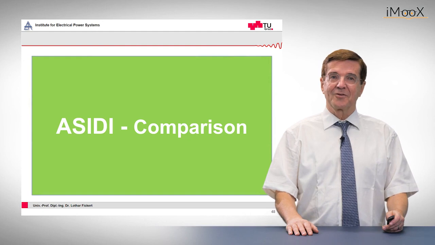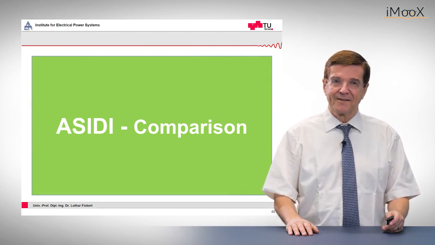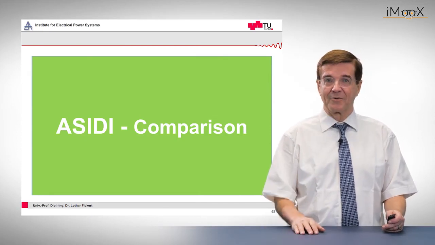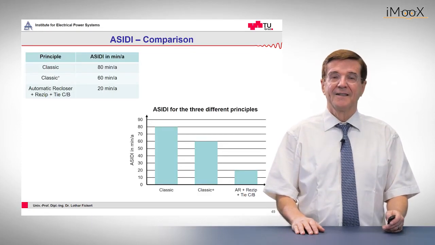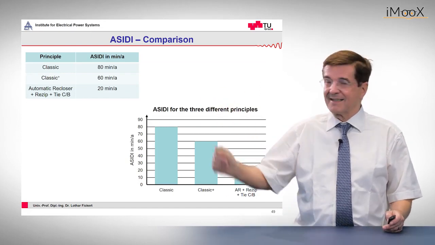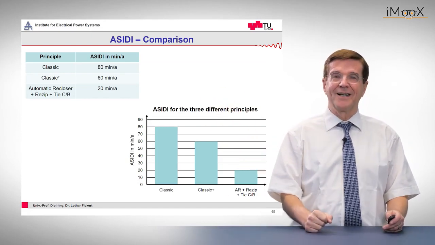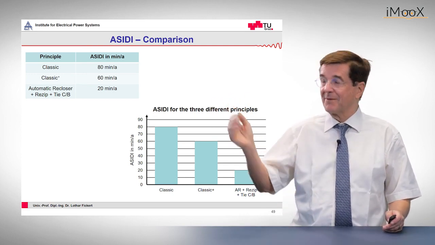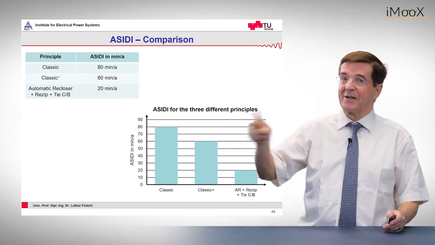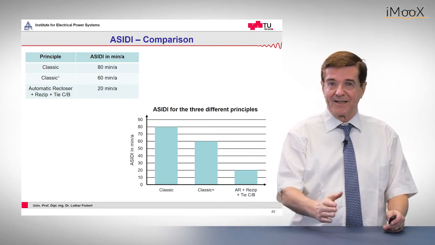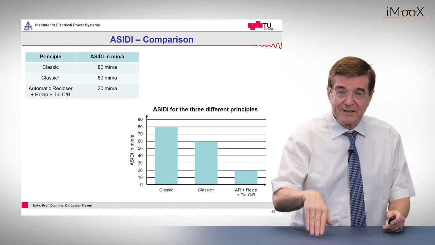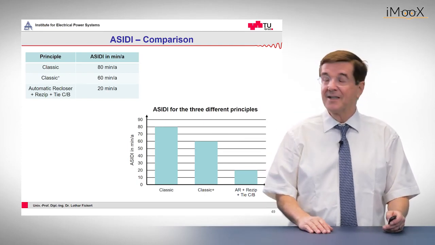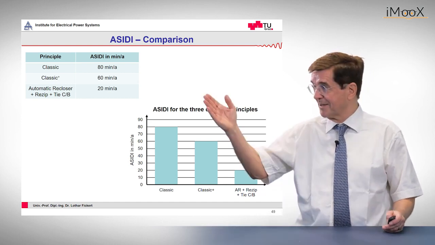Finally, I would like to compare these network reliability indices for the 3 types of networks that we have analyzed. So first, let's start with the classic network, 1 protection relay per feeder. We obtained, as you can remember, a weighted outage time of 80 minutes per year. If we introduce a second relay and we install more protection devices, we reduce the outage times and we increase the reliability of the network, of course, by 25% to 60 minutes per year.